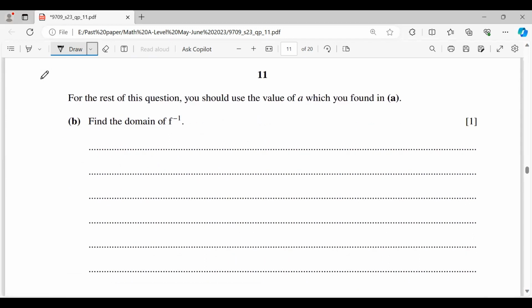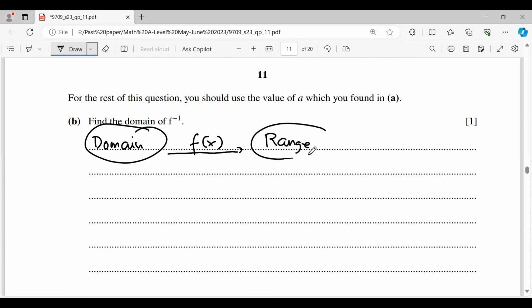For the rest of these questions, you should use the value of A which you found in A. So A equals 3, right? Find the domain of inverse F. As you know, domain to F, okay, we're going to ask a range. So how about F inverse? True range.